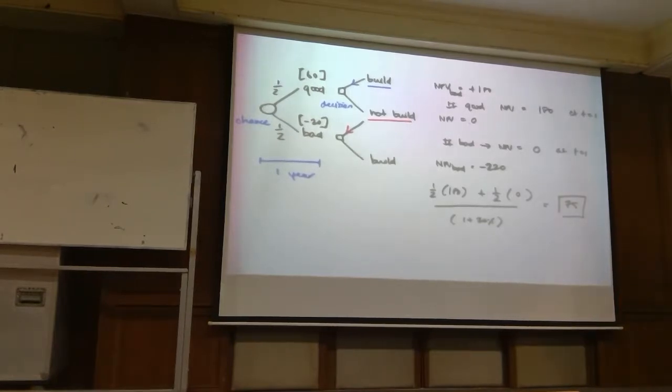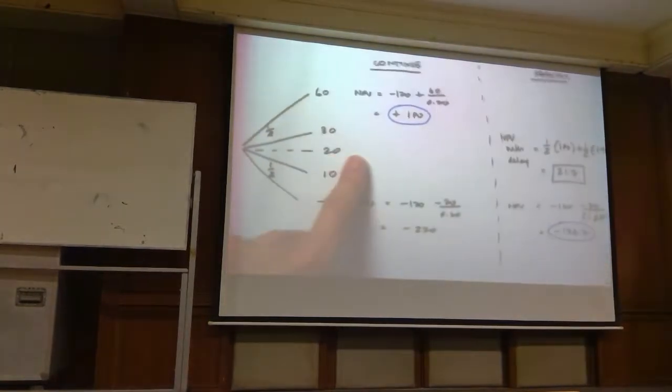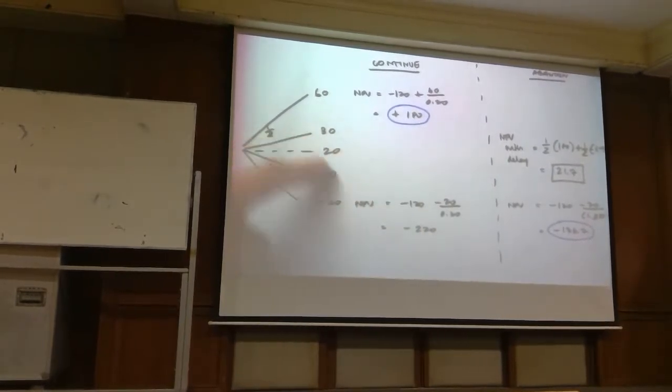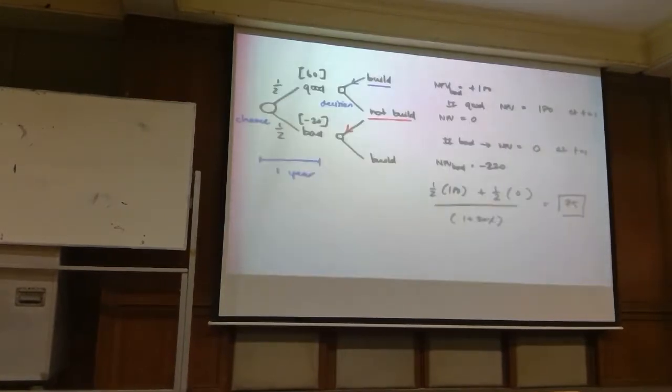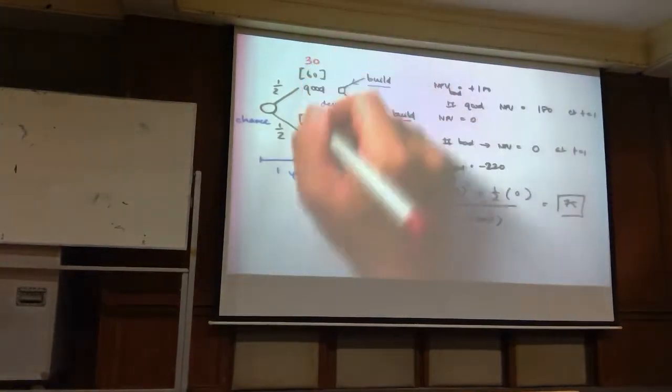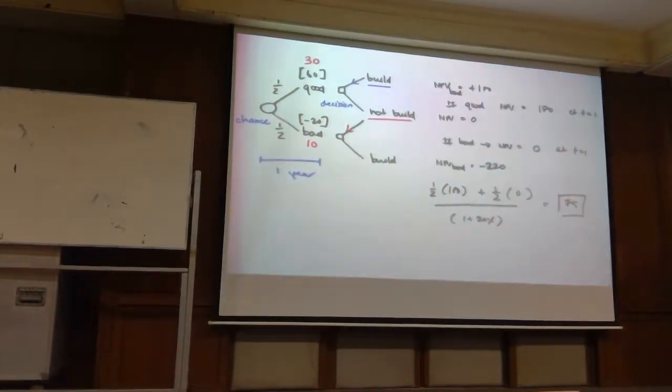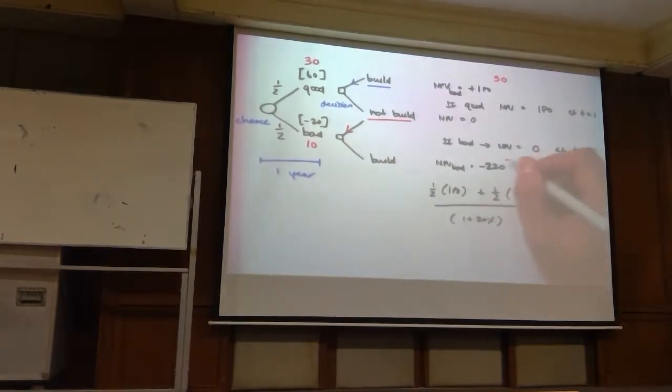Now let me change the numbers a little bit. If I change the numbers back to our original numbers, remember our expected value of cash flow 20, the original case was 30 and 10, then we used 60 and minus 20. So let me use the original numbers. If the cash flows were 30 and 10 instead, I'll use a different color, maybe red perhaps. If it was 30 and 10, what would our numbers be like? So let's redo the calculations. The NPV when it's good was 30. So the 180 would be 30. And the NPV when it's bad was minus 70.